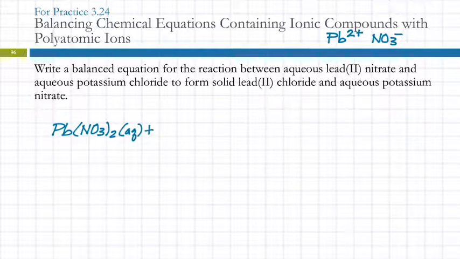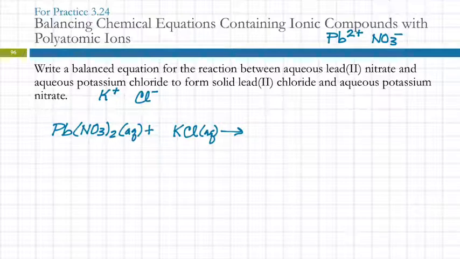Plus potassium chloride. Well, what's the charge on potassium ion? +1. It's in group 1. And chloride? -1. So the charges are opposite but equal, and so we just need KCl. Again, aqueous.